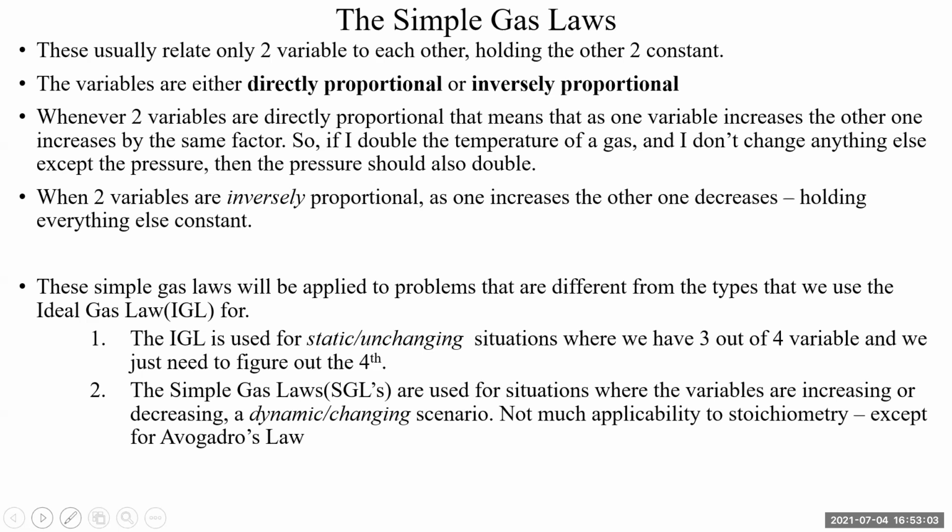2 variables can be related to each other either directly or inversely. If they're directly proportional, that means as one variable's value increases, so does the other one. They move together. If they're inversely proportional, as one variable increases in value, the other one decreases in value, and vice versa. They move in opposite directions.